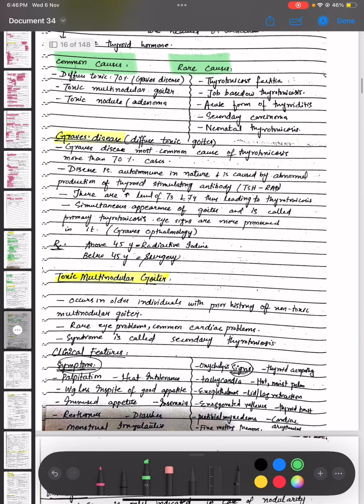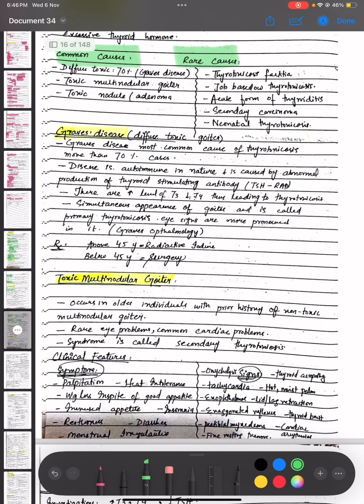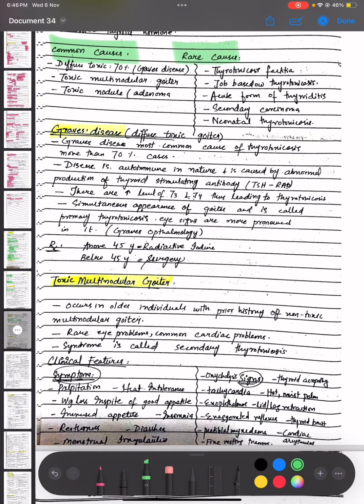Now, coming towards Graves' disease, what is Graves' disease? It is diffuse toxic goiter. Graves' disease is the most common cause of thyrotoxicosis. More than 70% of cases are due to Graves' disease. The disease is autoimmune in nature and it is caused by abnormal production of thyroid stimulating hormone antibody. There are increased levels of T3 and T4, thus leading to thyrotoxicosis.